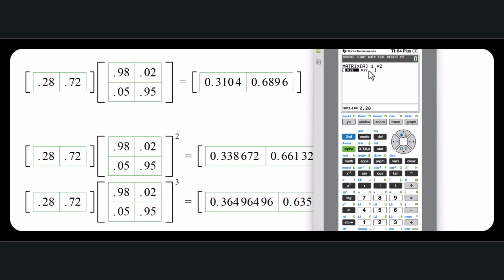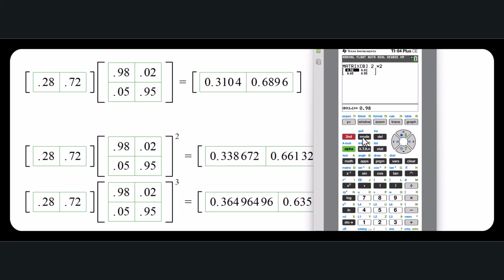So this is our matrix A. We can change the name if we want. Then we go ahead and edit the matrix B. We could call it T, but for simplicity, matrix B will serve as our matrix T. This is a 2 by 2 matrix, and we enter 0.98, 0.02, then 0.05 and 0.95. So this is our transition matrix.